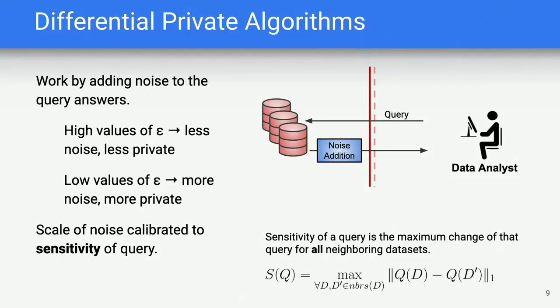So usually, differentially private algorithms work by adding calibrated noise to query answers. So you have your privacy firewall, you have your data analyst outside, and he submits some queries, and he gets noisy answers back. And generally, this noise is calibrated both to the epsilon parameter, where high values of epsilon mean less noise and less privacy, but also to the sensitivity of the query, where the sensitivity is defined as this formula over there, and captures the maximum difference of a query answer for any two neighboring datasets, okay.